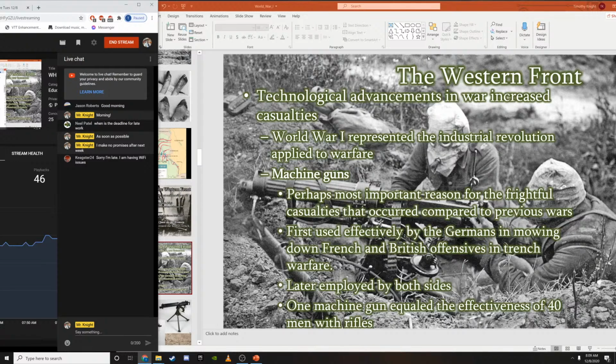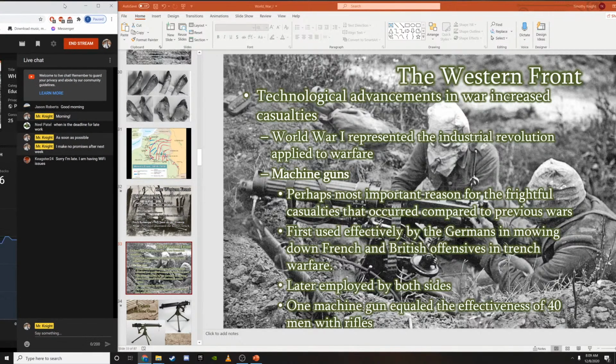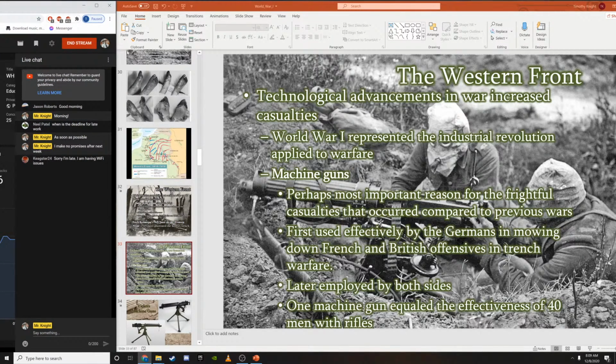And this is primarily the reason that World War I is so deadly. Previously, with your weapons, you could get off 2 shots in a minute. Now you're firing 8 shots a second, and it just goes on and on. And it is really gruesome in terms of how this translates to casualties. It was first used effectively by the Germans in mowing down French and British offensives in trench warfare, but it was later employed on both sides.